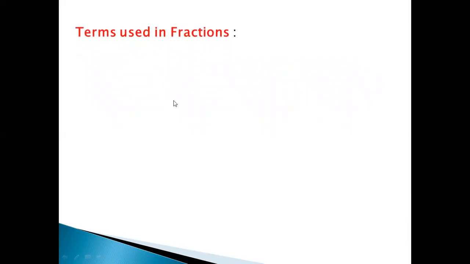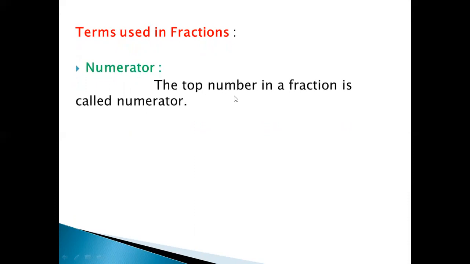Terms, special names used in fractions. Numerator. The top number in a fraction is called numerator. Look at this one, 3 over 7. This is the top number. This is the lower number, and this is the top number. So this is called numerator. This 3 is the numerator.